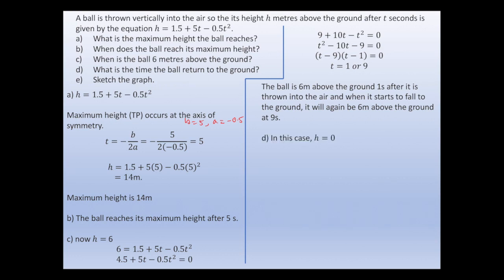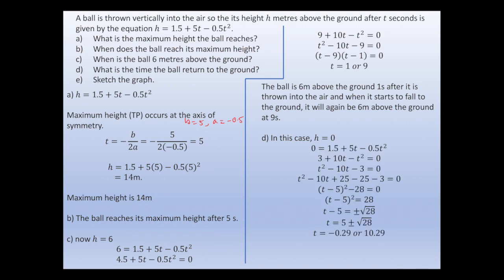Now, let's have a look at what is the time the ball returns to the ground. So we know in this case, h should be 0. Substituting h equals 0 into the equation, we know that 0 equals 1.5 plus 5t minus 0.5t squared. Again, rearranging and multiplying both sides by 2, we know that t squared minus 10t minus 3 equals 0.